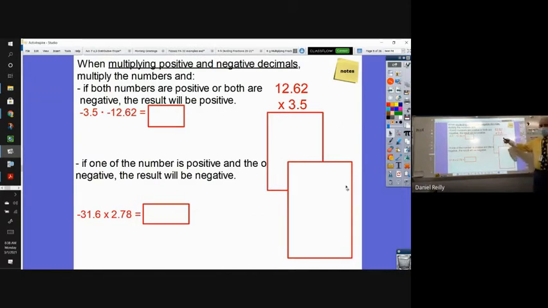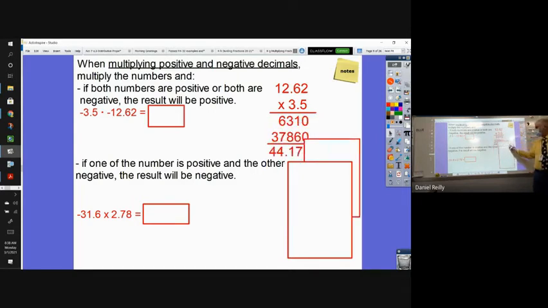5 times 2 is... I could go through long multiplication. Don't have time for that. Okay? But what we do need to remember here is 1 decimal place here and 2 decimal places here means 3 decimal places here. Wait, why 3? Because there's 2 here and 1 here. However many there are in the numbers you're multiplying, that total number of decimal places is what you put in your answer. Wait, how do you fit 3 decimal places there? Because the answer was 44,170. So 1, 2, 3 decimal places.